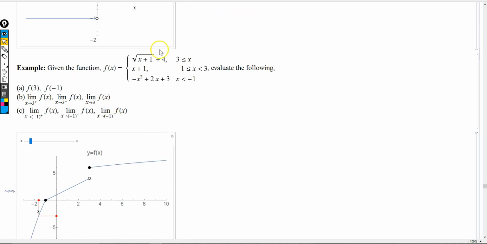Try this one. Now we have a piecewise defined function here. Square root of x plus 1, plus 4 for x larger than 3. x plus 1 for x between negative 1 and 3. And then negative x squared plus 2x plus 3 for x less than negative 1. Now in the upper right hand corner of your screen here, you'll see a nice graphic illustrating which function to use for various values of x along the x-axis.